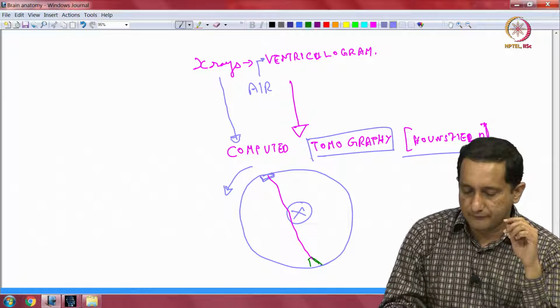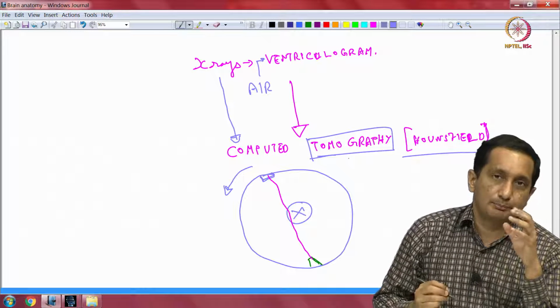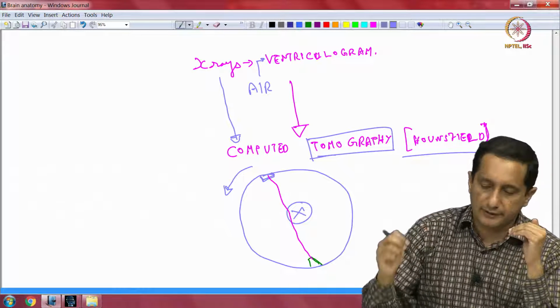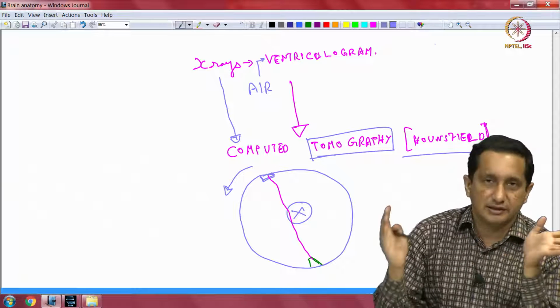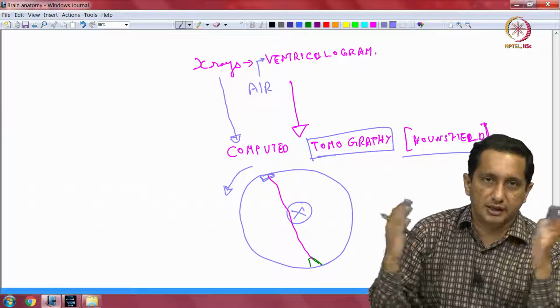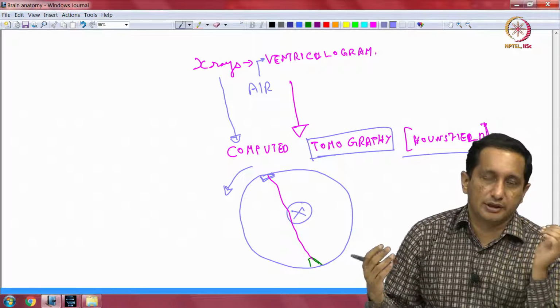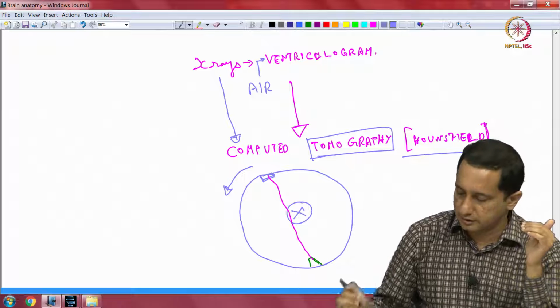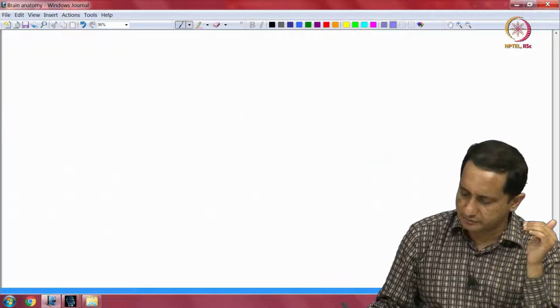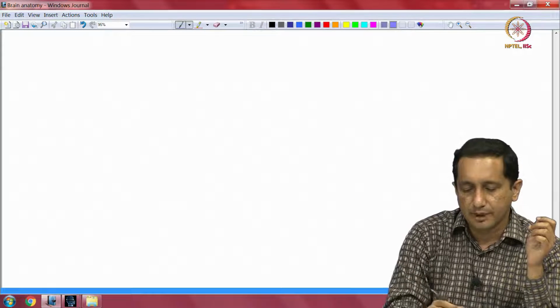But there was a profound difference. Imaging changed with CT. CT changed the way in which we look at the human body, and that is something which is remarkable in its own way.